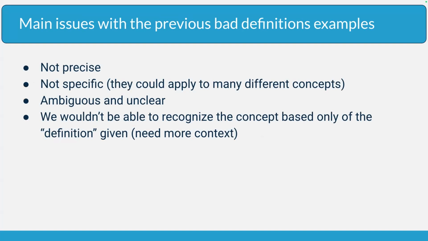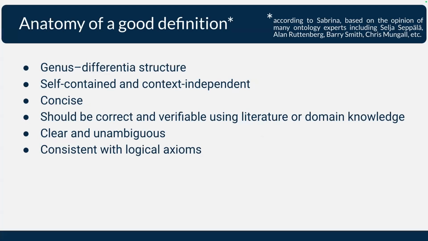So let's have a quick summary of all of what we have seen. And thank you, everybody who participated. The problem with everything we have seen is that those definitions were not precise, they were not specific enough because they could apply to many different concepts. They were ambiguous, unclear, and based on the quote unquote definition given, that was not enough to really be able to recognize a concept.